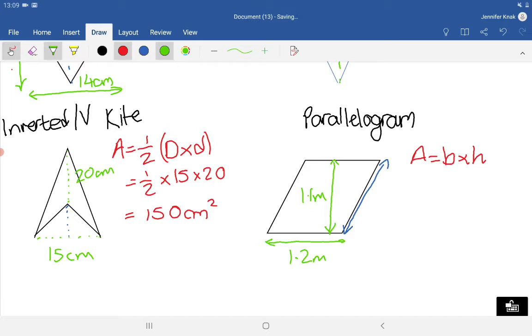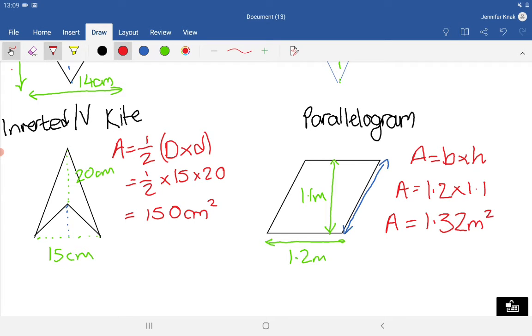So the area of a parallelogram is just the base, 1.2, times the height, which is 1.1. So we've got our formula, we've put our numbers in, we grab our calculator and we do 1.2 times 1.1, and we get our answer of 1.32, and this one was in metres, so this is square metres.